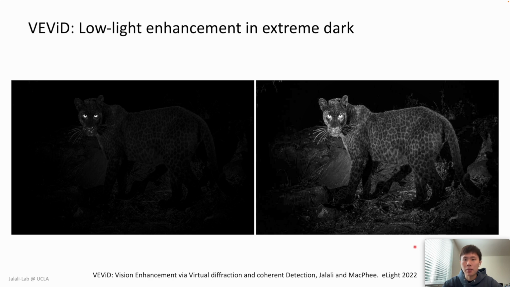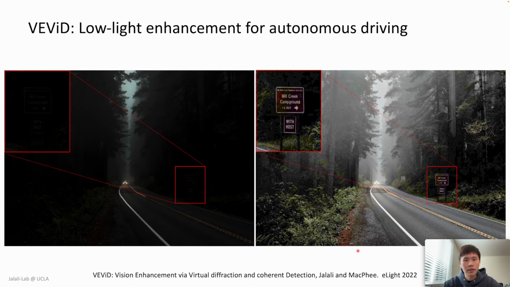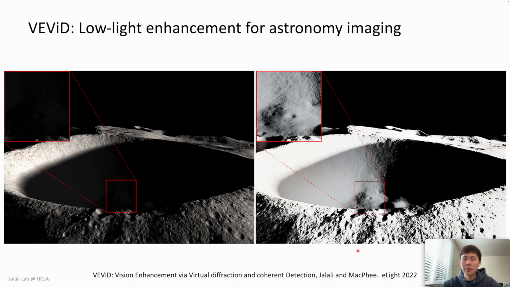Here are more examples of VEVID doing low light enhancement under various conditions. This one is in extreme dark. This one is for an indoor scene with heterogeneous lighting conditions. This one shows the potential of using VEVID in autonomous driving applications for dark conditions. This one shows the potential of using VEVID in improving astronomy images.